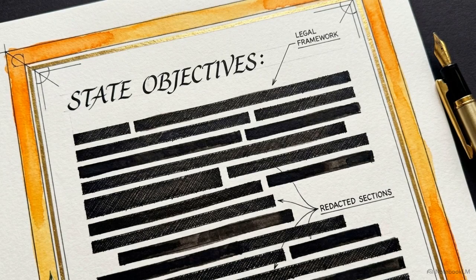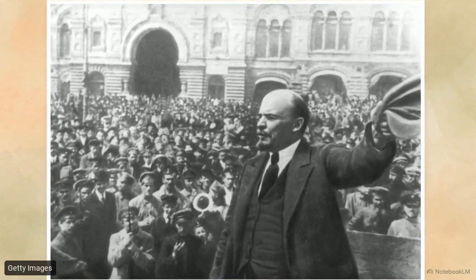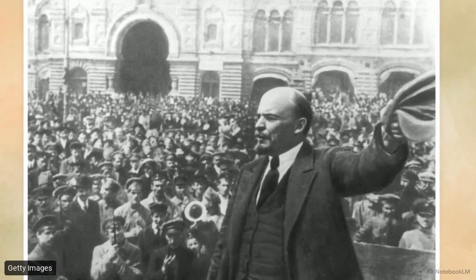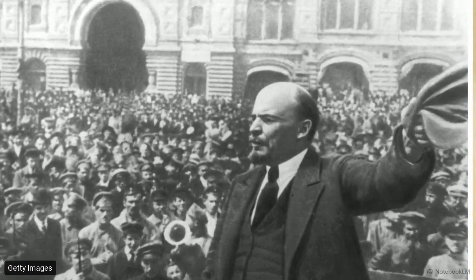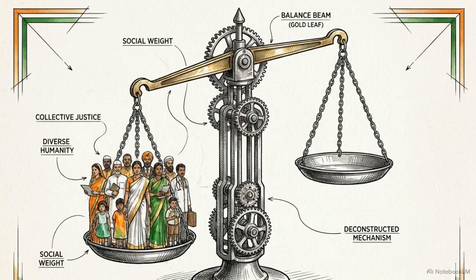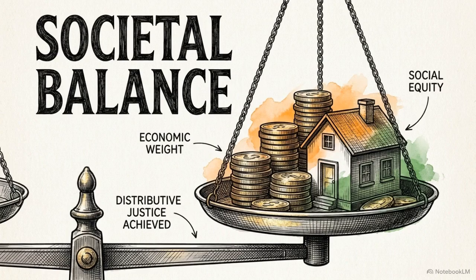This section lists the specific outcomes the state must secure for its citizens, utilizing concepts drawn from global historical movements. It begins by mandating three forms of justice: social, economic, and political, a philosophical framework adapted from the Russian Revolution. When combined, social justice, which guarantees equal treatment regardless of caste or religion, and economic justice, which targets inequalities in wealth and property, form what is known as distributive justice.